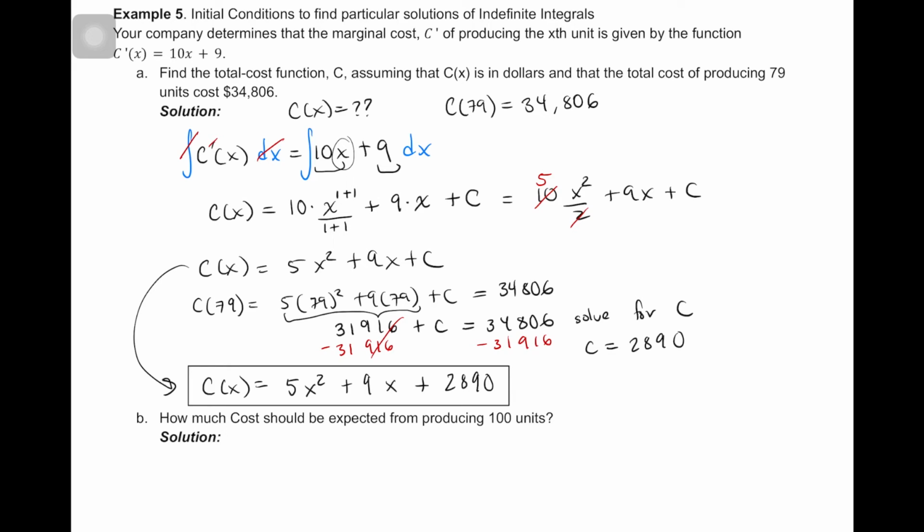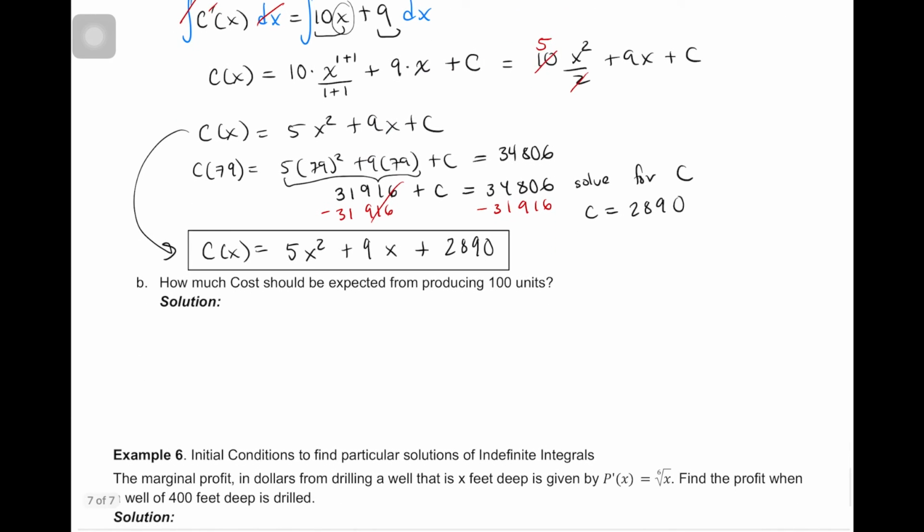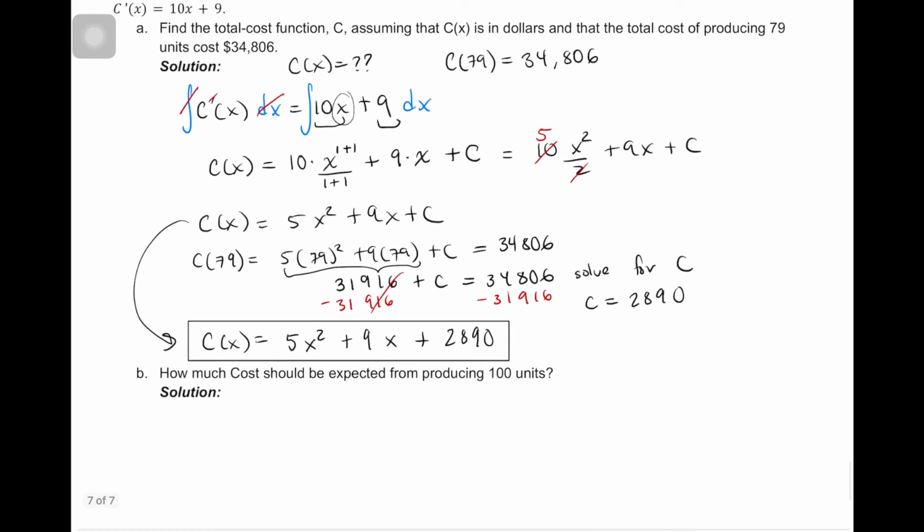All right, so we found the total cost, and again, this was done by knowing a little bit more about the function. That's where we use this. Now at this point, we're gonna use this to answer the next question. How much cost should be expected from producing 100 units? Well, remember that x is the units, so x equals 100. So we're gonna use the 100 and plug it in every place we see an x.